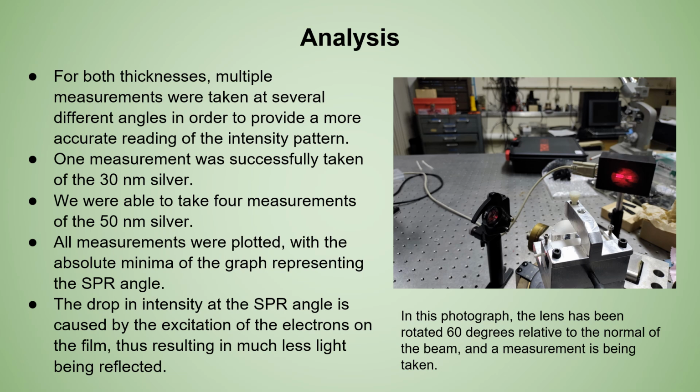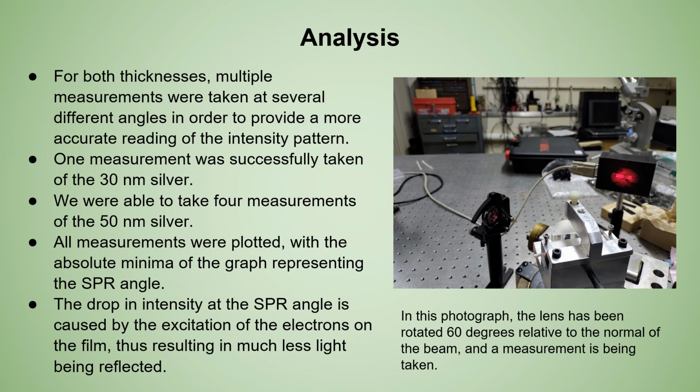And we made sure to try and take multiple measurements using each different size so we could average those out and get a more accurate reading. For the 50 nanometer measurements, we were able to get 4 that were useful and good and showed a clear drop in reflection due to that SPR angle. Unfortunately, for the 30 nanometers, we were largely unsuccessful. We did get one that was pretty good.